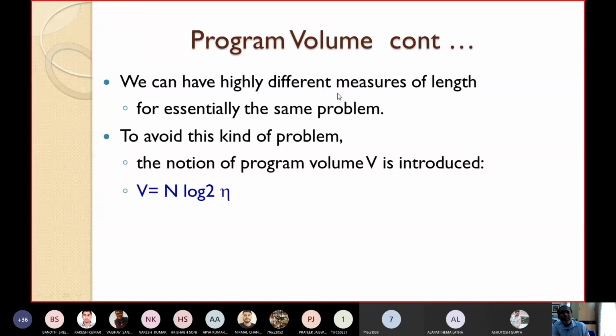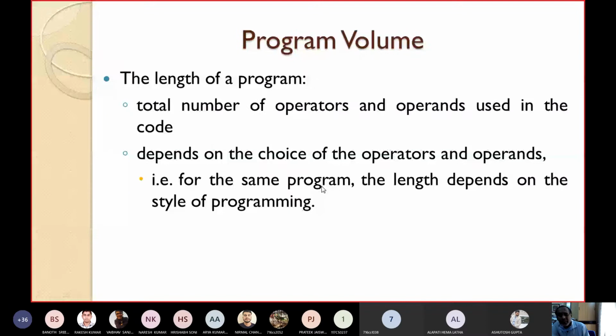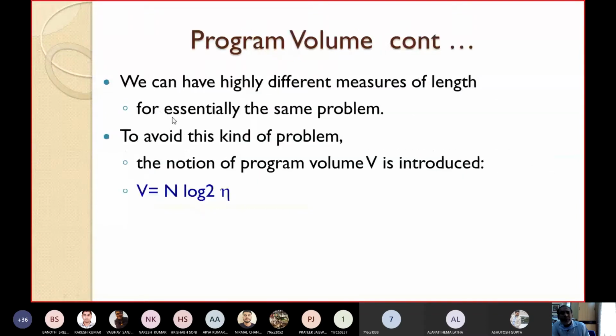So we can have highly different measures of length for essentially the same problem. If there are different programmers using different styles of programming, then what will happen? We can have highly different measures of length for essentially the same problem. The program is same, the problem is same, but you will get different measures of length.